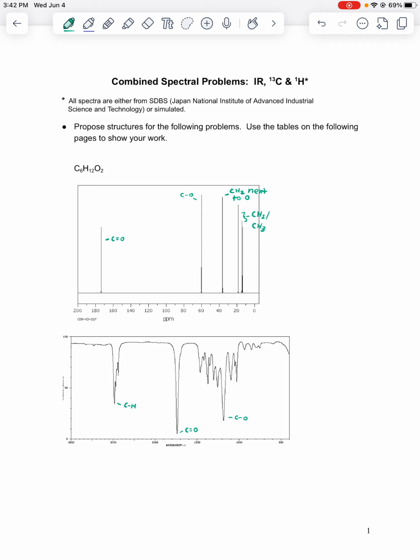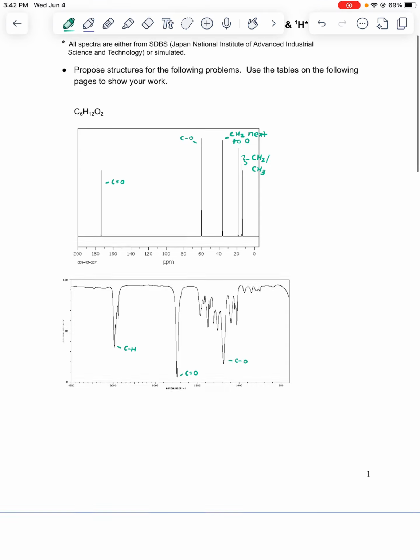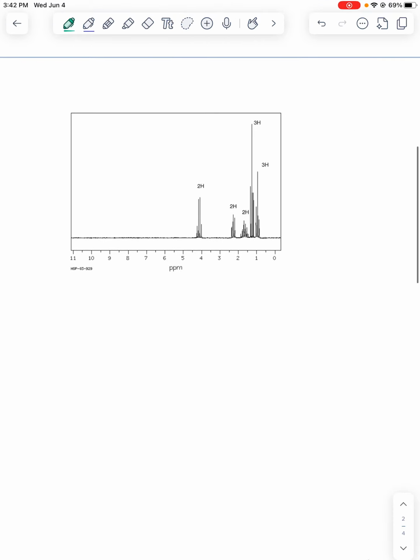In this video, I'll walk you through how I interpreted the IR, the 13C NMR, and the 1H NMR spectra to propose a complete structure. I will also show you how I calculated the degrees of unsaturation and filled out the data tables and pieced everything together. Let's get started.